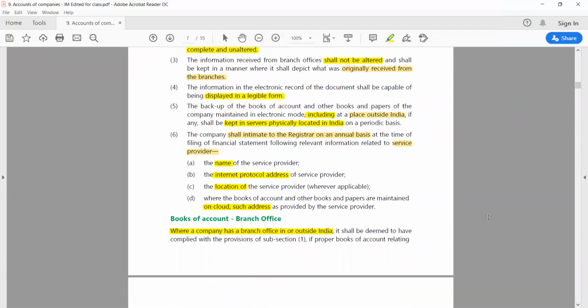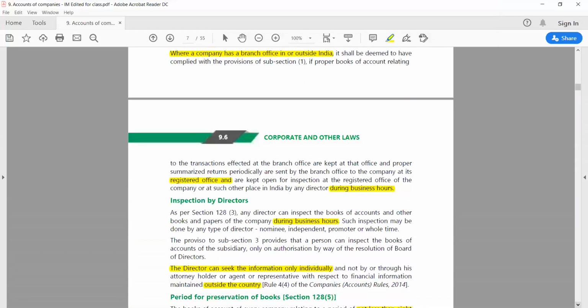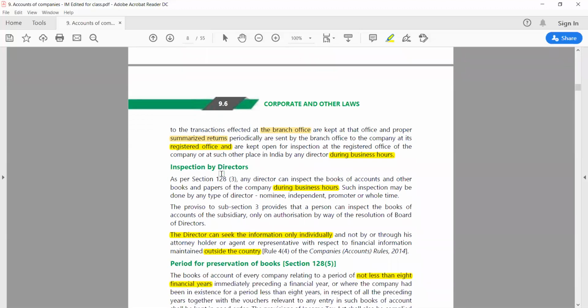Yes, now coming to the next one, books of accounts. Where a company has a branch office outside India, it should comply with all the provisions relating to the branch office, and you will ensure it should be kept at the registrar's office, and from the branch office you should have brought the summarized returns. Please understand this. It will be sent by the branch office to the registered office, and that will be open for inspection during business hours. See that also we have marked. So from the branch office, it should come to us at the registered office.